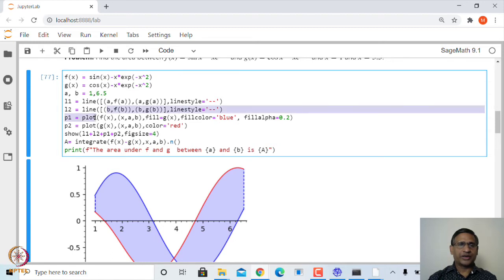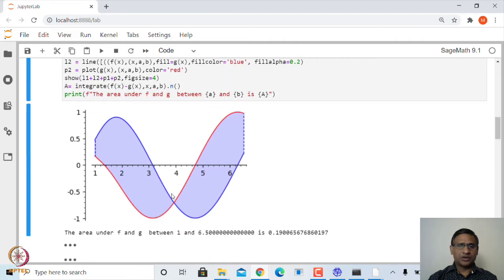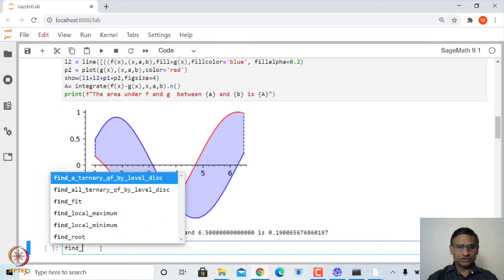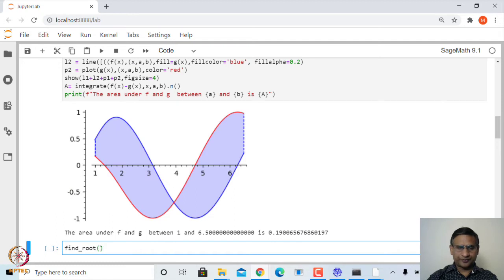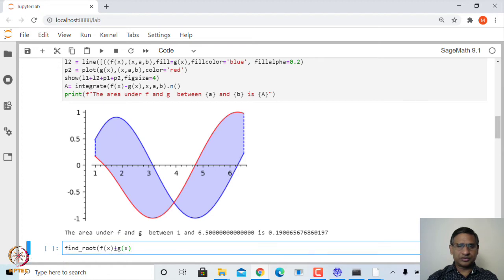Let us see how I find the intersection of these two curves. You can use find_root of f(x) minus g(x). So, I will say f(x) minus g(x) between, let us say, 1 and 5 to begin with.